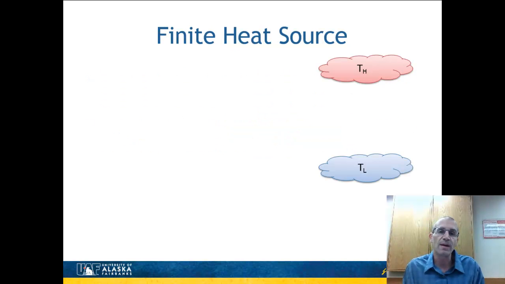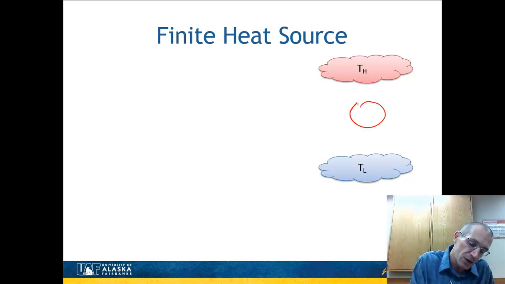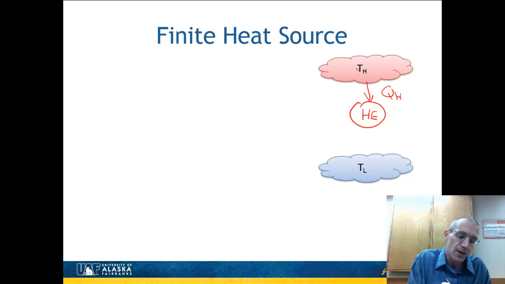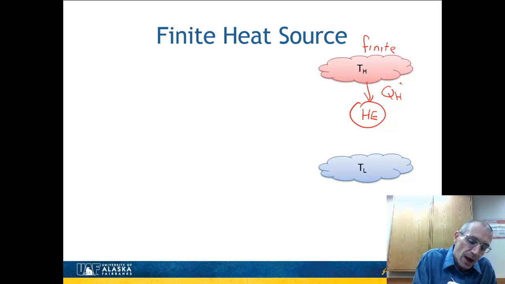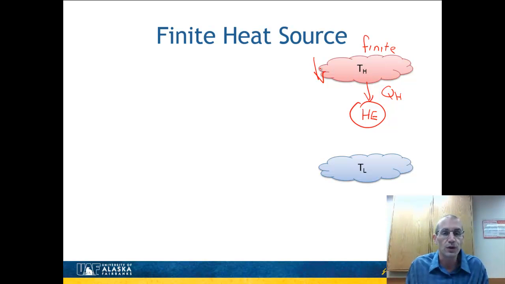So first I want to talk about finite heat sources. We've looked at this kind of idea where we put a heat engine between infinite heat sources and infinite heat sinks before. Infinite meaning that as I removed some amount of heat QH here, this source was able to remain at TH. What I want to look at now is the case where this is finite. So as I remove QH, the temperature slowly drops. Now we'll keep our sink as an infinite sink at this point.